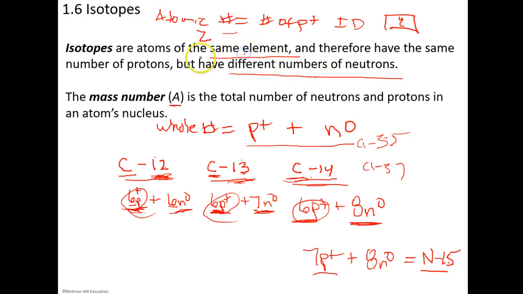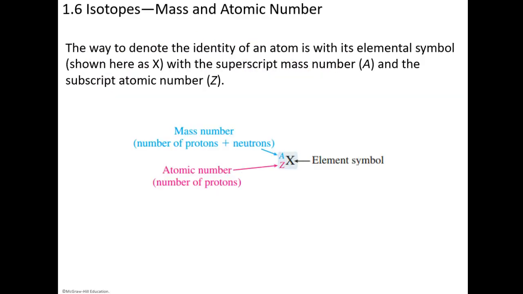Remember, if it's the same element, that means you have the same number of protons, right? So you don't really have to say that. Same element, different number of neutrons. That is an isotope. Okay? So the way that you write this, let's say we are writing carbon.